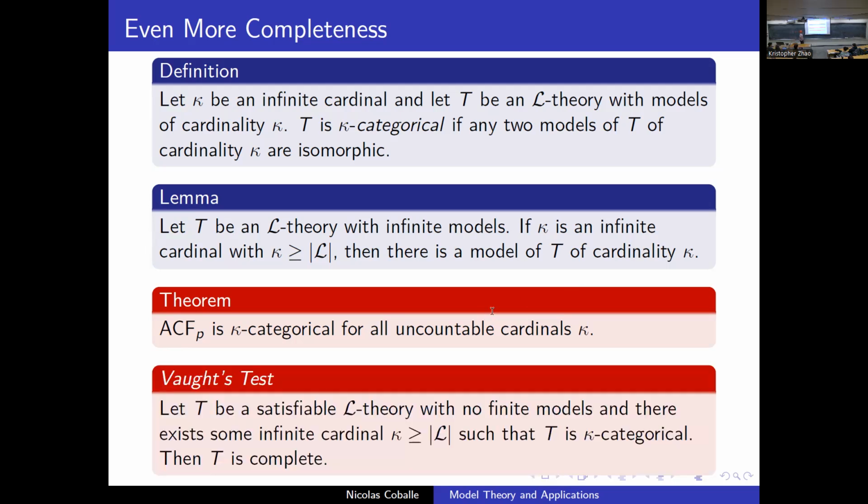So this is our important part. This is Vaught's test. Let T be a satisfiable L theory with no finite models. Then there exists some infinite cardinal kappa greater than the cardinality of the language, such that T is kappa categorical. Then T is complete. So we're going to prove this.